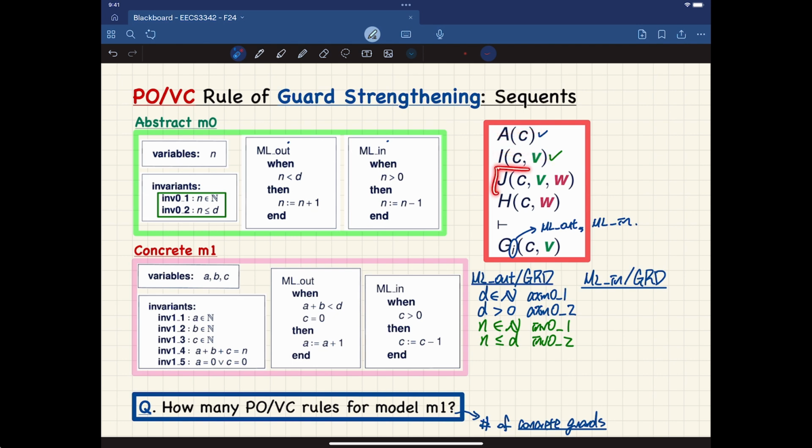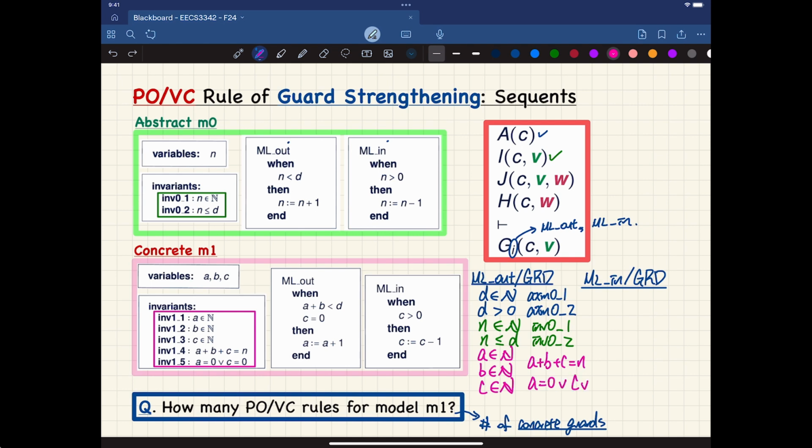And this will be the concrete invariants, every one of them, all right? The concrete invariants will be over here, every one of them. A natural number, B natural number, C natural number, and also, I just don't have space, I'm going to write it here. A plus B plus C equals N, and also A equals 0, or C equals 0.